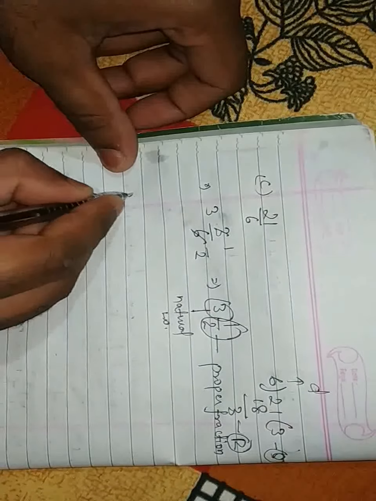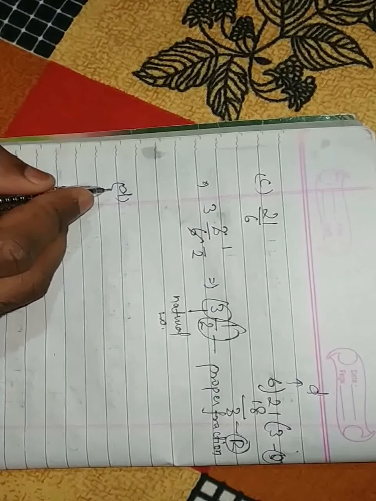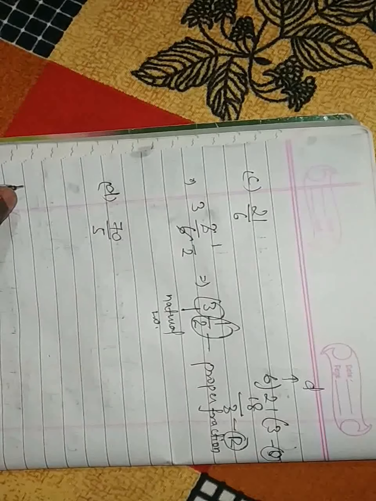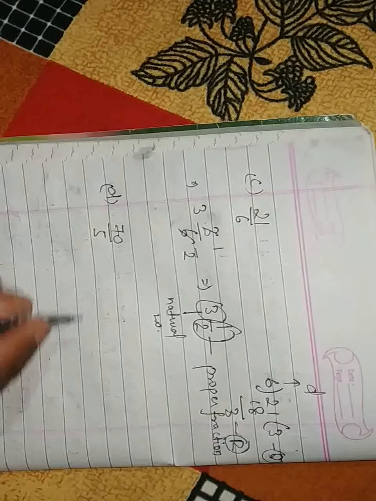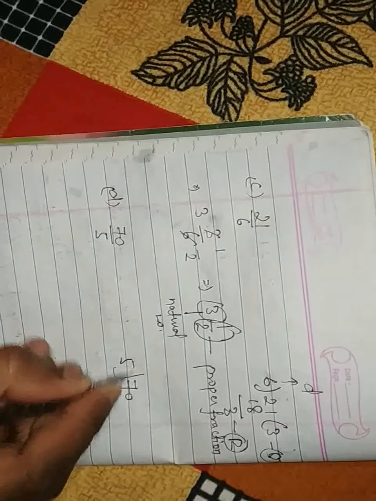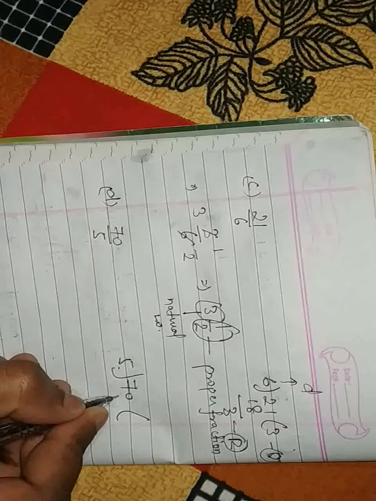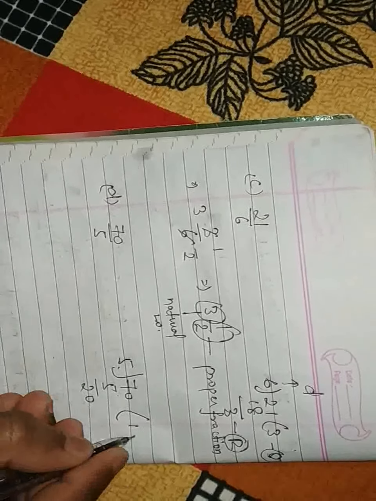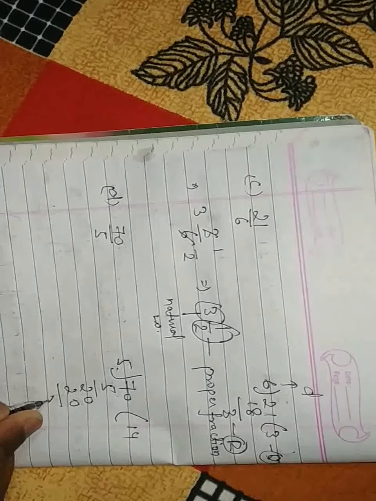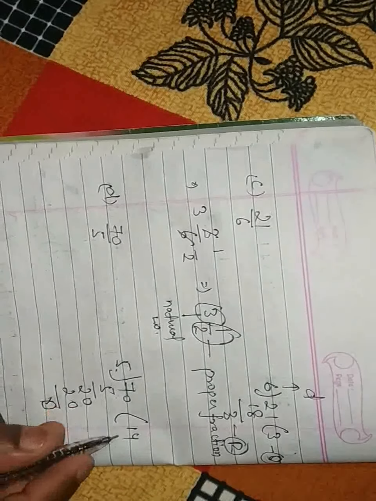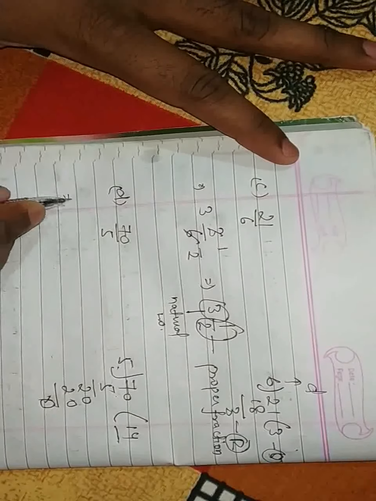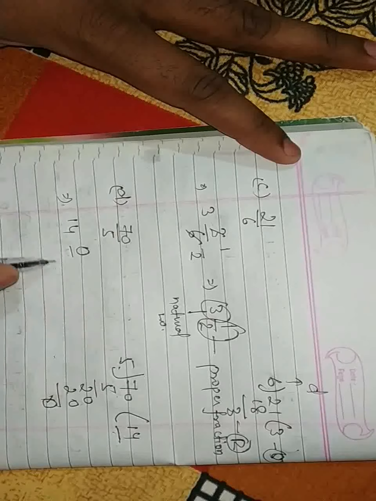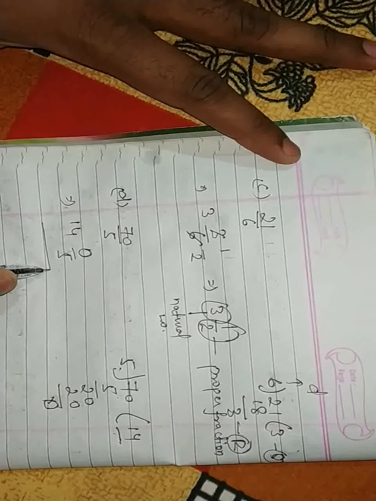Let's take one more example. 70 by 5. How can we solve this particular question? We will divide 70 by 5. 70 divided by 5. 5 1s are 5. We are left with 2, remainder 0. 5 4s are 20. What are we left with? 0. So first of all, we'll write the quotient, that is 14, then the remainder 0, and then the divisor 5. 14 integer 0 by 5.